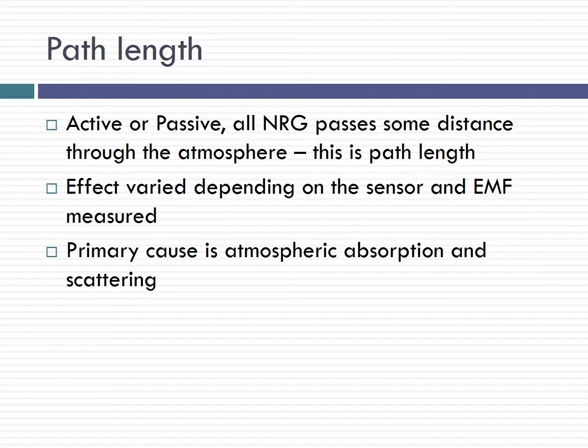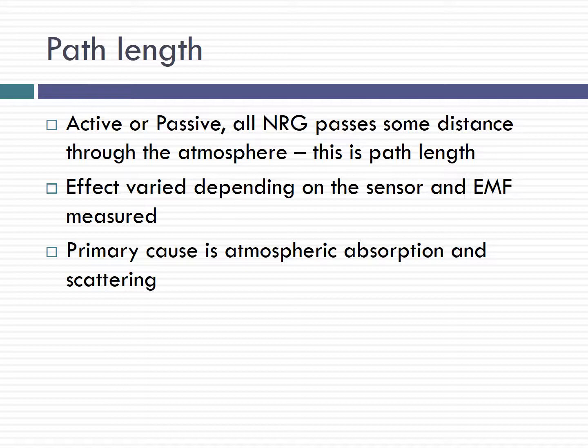Path length. Whether we're talking about active or passive, all energy passes some distance through the atmosphere. That is what path length is. Now, depending on how far it travels and what parts of the atmosphere it travels through, and the sensor and the electromagnetic frequencies that you're measuring, it can have a varied effect on the information. The primary cause is atmospheric absorption and scattering.